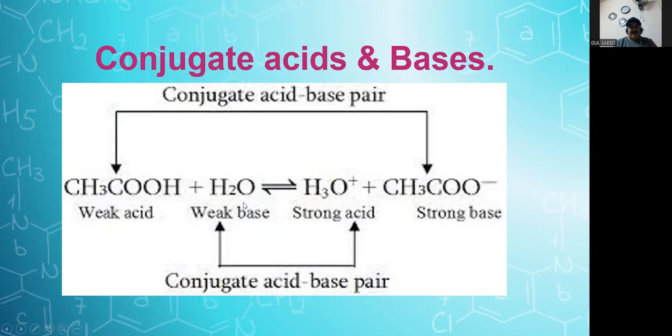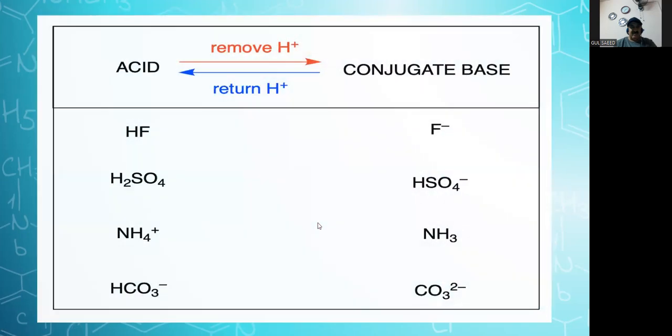Here, water accepts a proton from acetic acid, so it produces the hydronium ion. One thing to be noted is that a weak acid produces a strong conjugate base, and a weak base produces a strong conjugate acid. When hydrogen is removed from an acid, it gives us the conjugate base, and when that hydrogen is returned to the conjugate base, it produces the acid again.